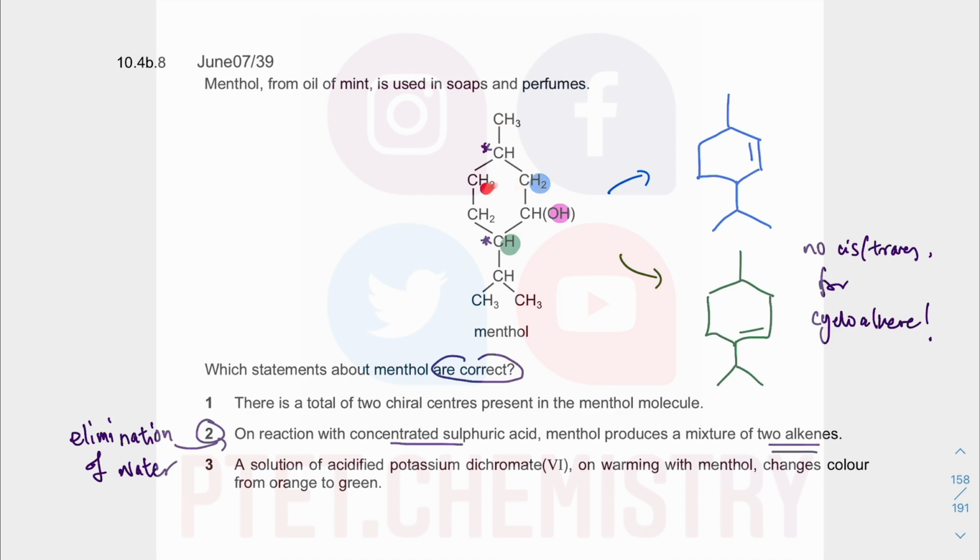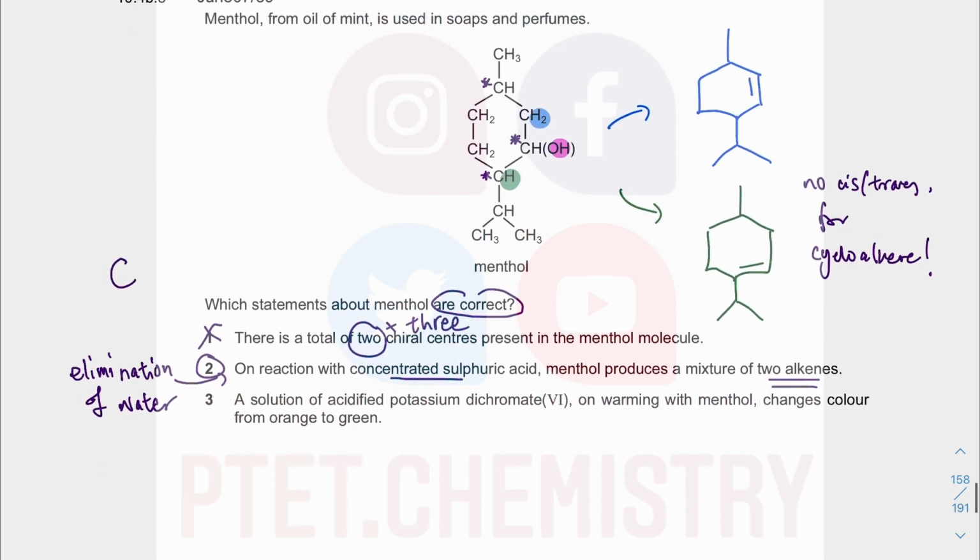This is also CH2, not chiral. This is a carbon bonded to this bit, which is different from this bit, and then hydrogen and then OH. So there's another chiral center there. Okay, so there's a total of three chiral centers, not two. Number 2 is correct. Number 1 is wrong. There can only be one answer, which is 2 and 3.